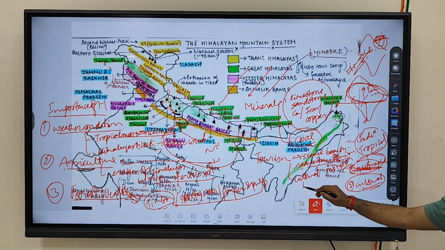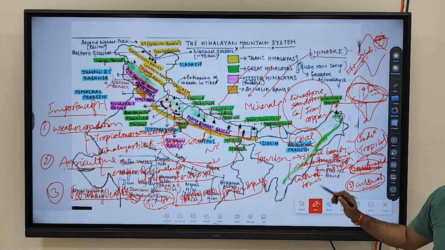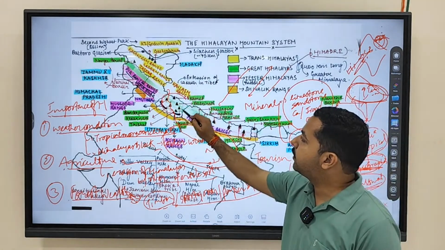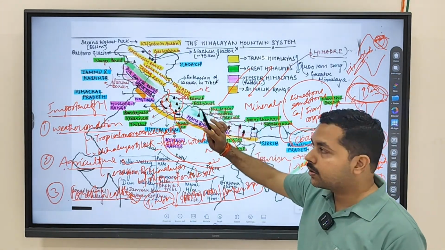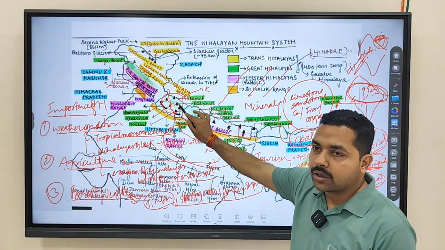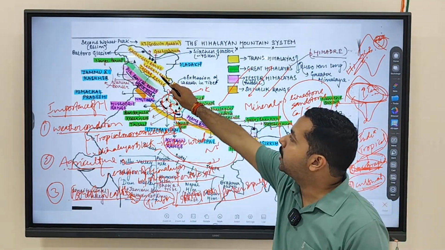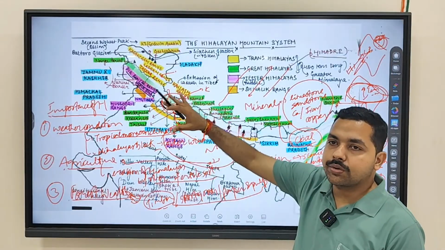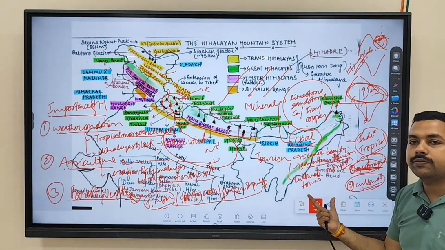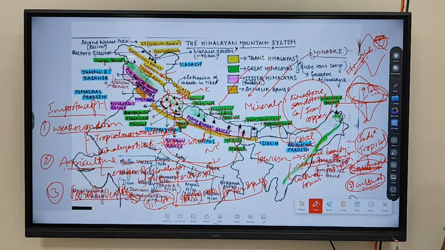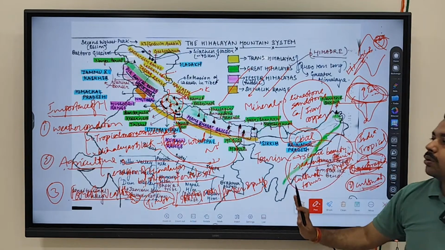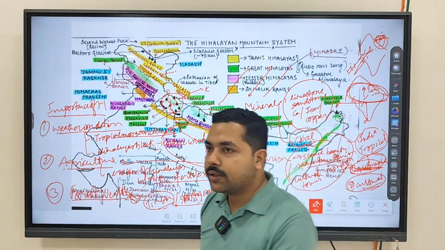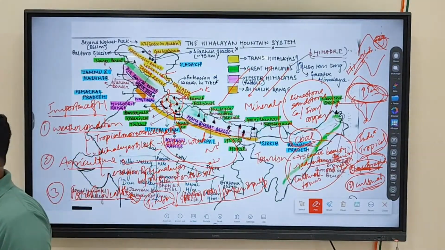Some of the important Hinduism tourism places are like Kedarnath, Badrinath, Gangotri, Yamunotri, and the Amarnath caves. So this is also very important for cultural tourism. So this is also important for tourism. That's why this is very important.